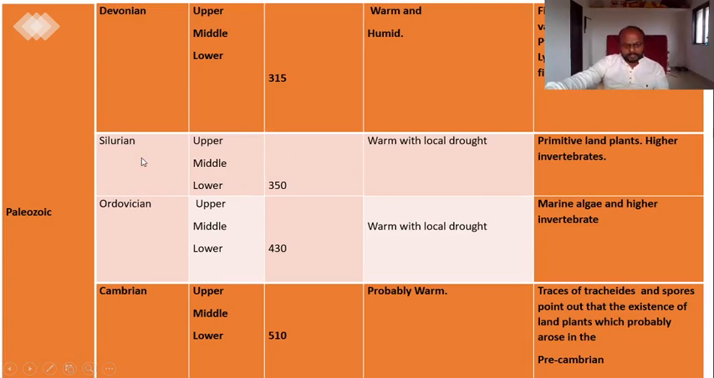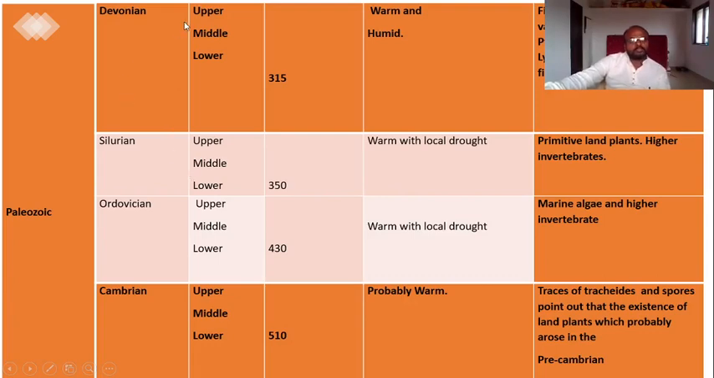Then the third period of the Paleozoic is the Silurian. There is again upper Silurian, middle Silurian and lower Silurian. It begins 350 million years ago, and the climatic condition is warm with again local drought, similar to the Ordovician. Primitive land plants may have been present, and higher invertebrates were present in the Silurian.